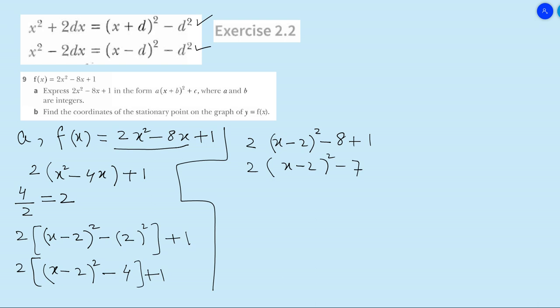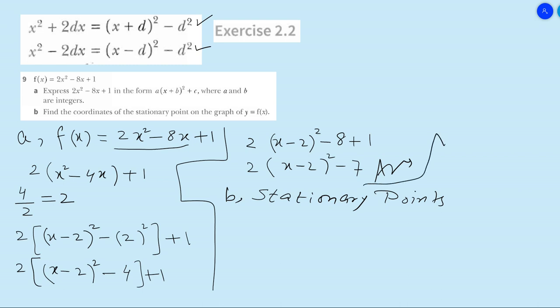Now, part B. Find the coordinates of the stationary points. You know, students, another name I already told you in previous lectures: there is another name of stationary points called turning points. So you must keep in your mind that stationary points and turning points are the same.